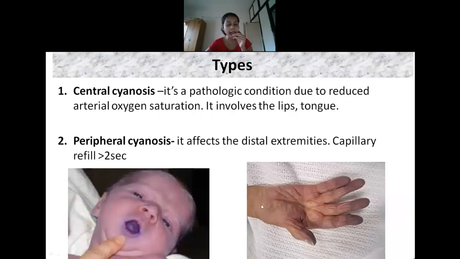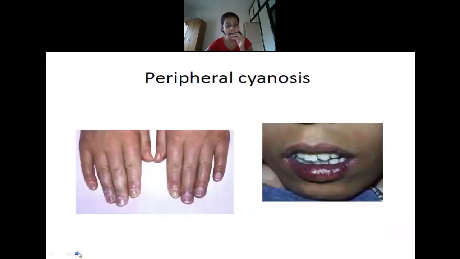Now most of the time when a person is having cyanosis, you should also check for capillary refill. Capillary refill is normally less than 2 seconds, but here it can be more than 2 seconds, which is completely abnormal. This is again an example. This is an example of central cyanosis, this is an example of peripheral cyanosis.